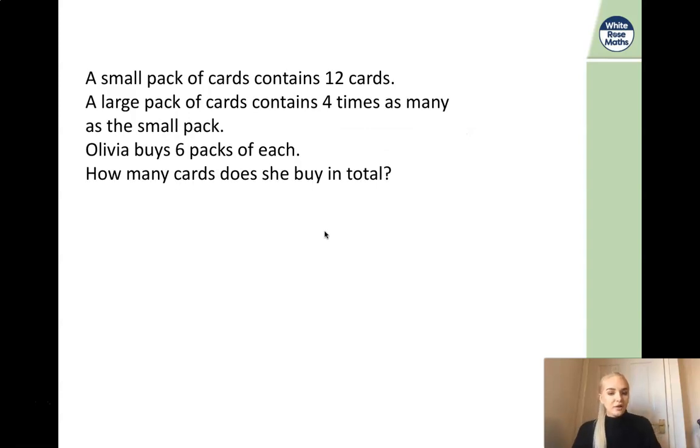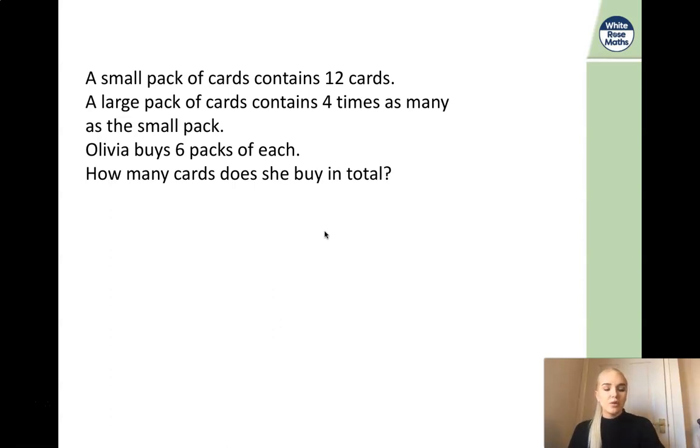Okay, our final question of our multiplication recap today. A small pack of cards contains 12 cards. A large pack of cards contains 4 times as many as a small pack. Olivia buys 6 packs of each, so how many cards does she buy in total? Can you just take a moment to pause the video and think, what are my steps going to be for this question? Pause the video and have a think, please.